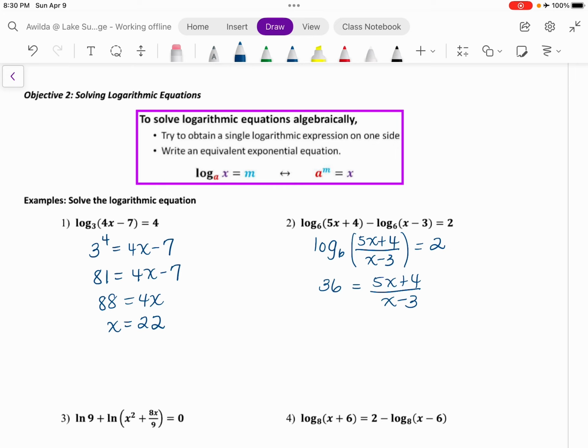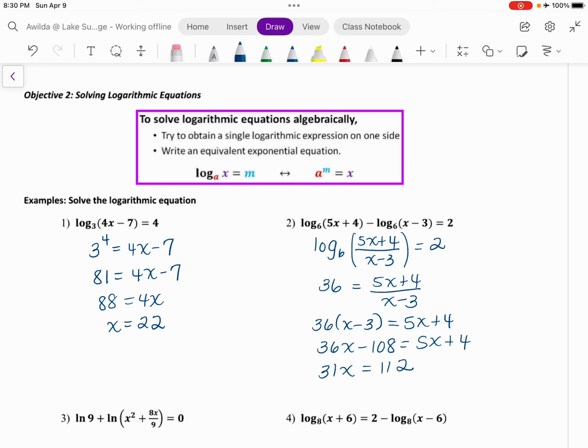Multiplying both sides by x minus 3 gives us 36 times x minus 3 is equal to 5x plus 4. And again, we see that we end up with a pretty simple linear equation once we distribute. For the sake of space, I'm going to do 2 steps in one here. I'm going to subtract 5x from both sides and then also add 108 to both sides. So we get that 31x is equal to 112.